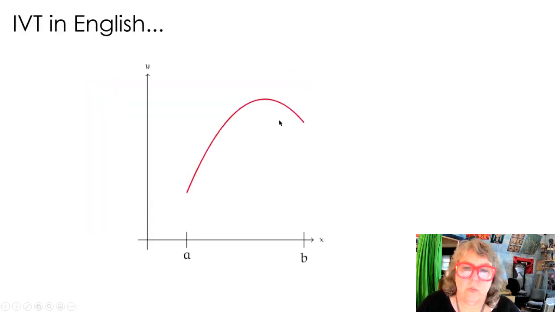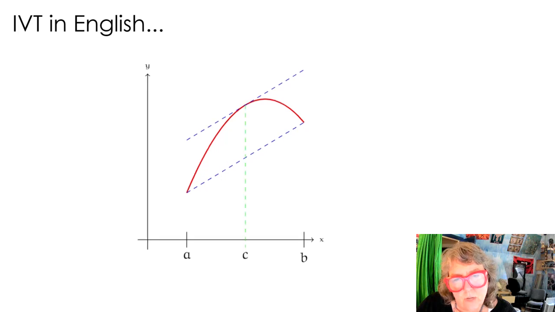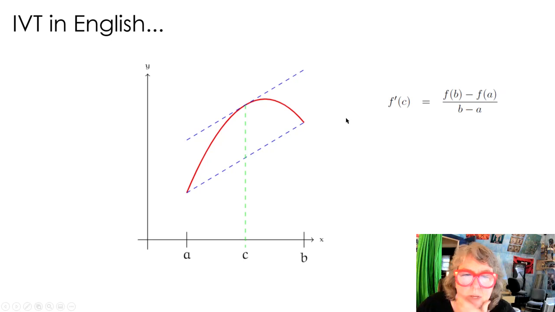Let me do a picture to show you what this looks like in English. Suppose we have this curve, nice, smooth, pretty curve, no pointies, no holes. The line between the two endpoints is this blue dotted line. I can find another line tangent to this curve and parallel to that line right there. If I drop a perpendicular down, that's my c. So that's the c I'm looking for. So f prime of c is equal to the slope of this blue line between (a, f of a) and (b, f of b).